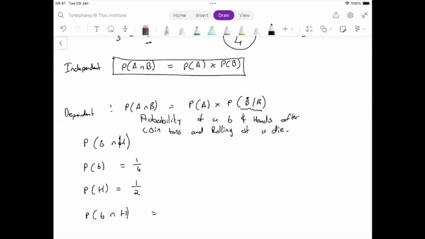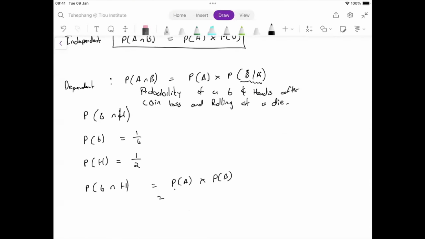Remember what we said. They are independent. Because they're independent, we can simply say this is the probability of A multiplied by the probability of B. The probability of A is how much? The first one is 1 over 6. The probability of B is what? 1 over 2. And this simplifies to 1 over 12. That's how everyone is getting the 1 over 12.